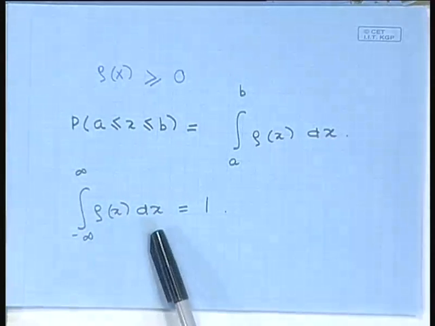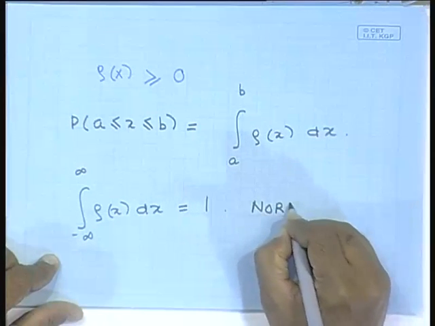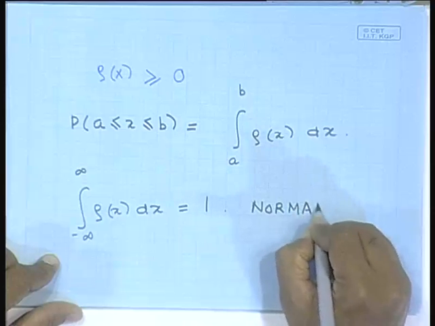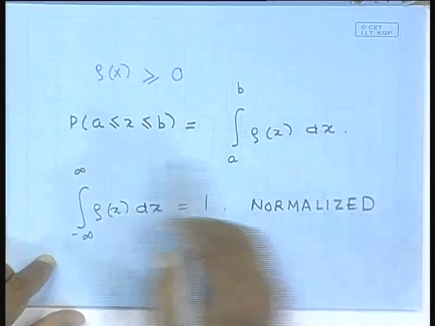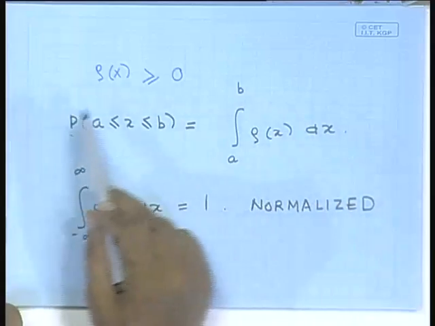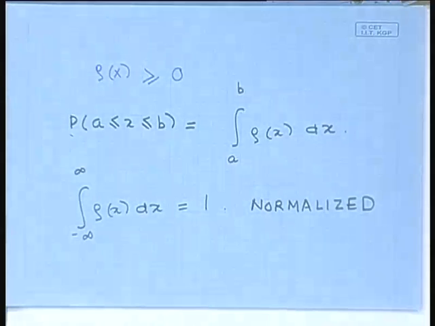It has to be normalized. This is what we mean by it being normalized. The total probability of finding the particle has to be 1, and this is how you can calculate the probability of finding the particle in some interval a to b, and the probability density has to be necessarily positive.